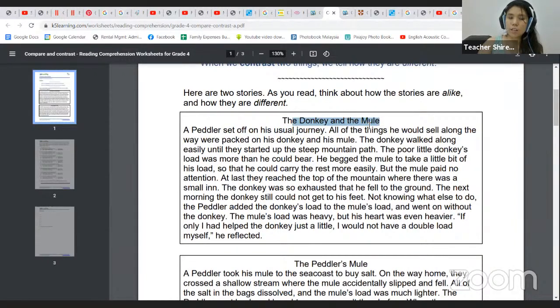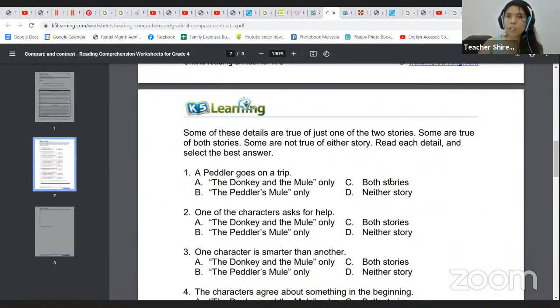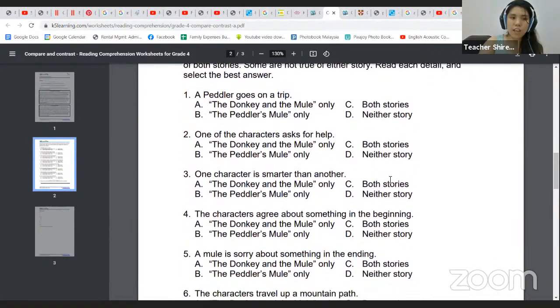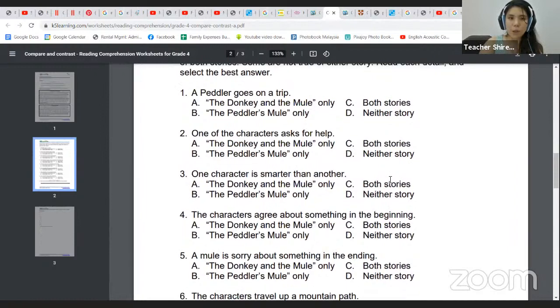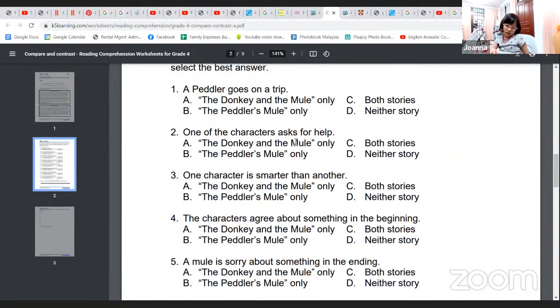Is it the donkey and the mule? A peddler told his mule to sell clothes to buy salt. It's obvious he's going on a trip as well. So both mention that the peddler actually went on a trip. Both stories. Understand? Okay. One of the characters asked for help. Which is correct? Both or one?